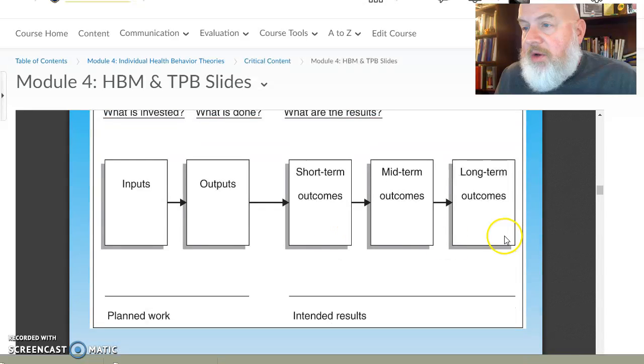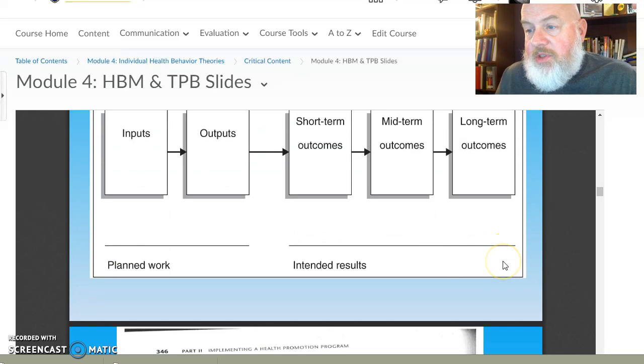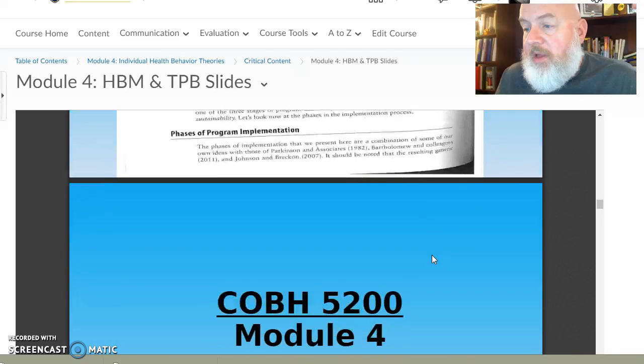And you can see here, this is another way to look at it. What are you investing? What actually did you do? And then what are the results? And even another example from an older textbook there.